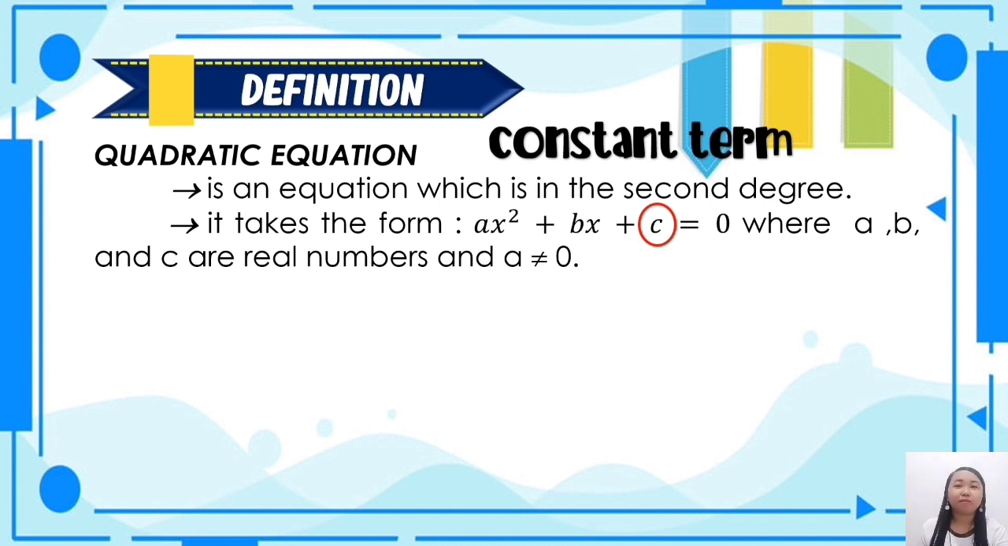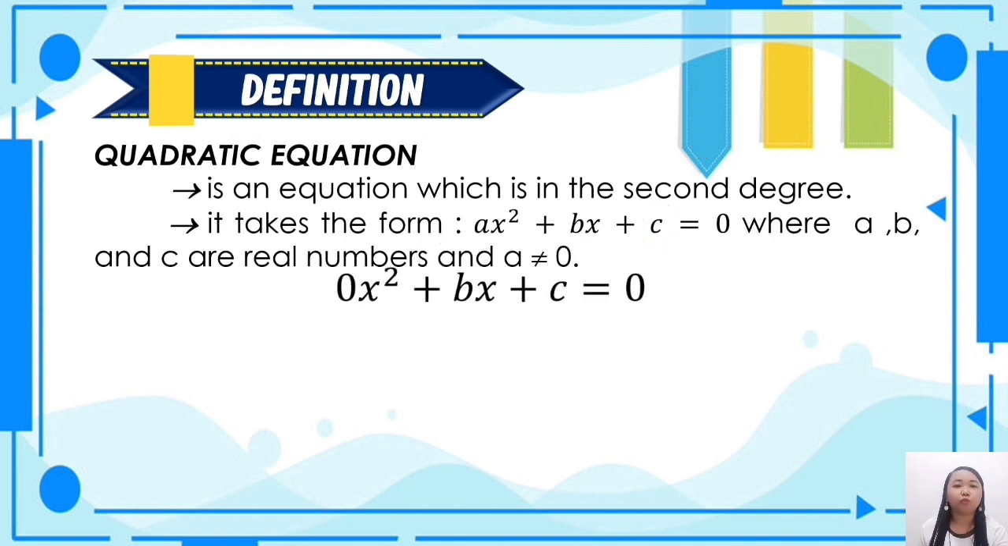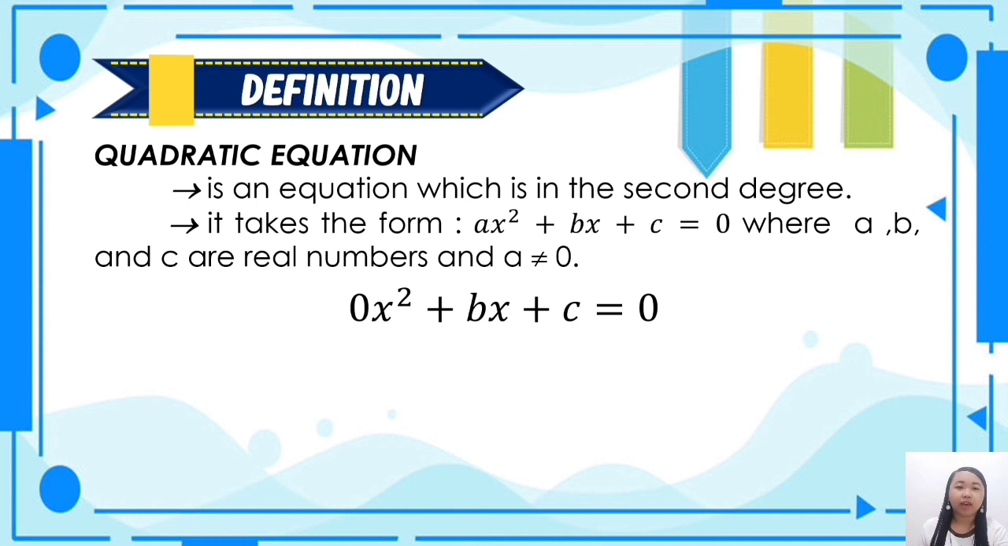Why is it that a must not be equal to 0? Once a is equal to 0, the quadratic term will be 0x squared. And 0x squared is already 0. So, the remaining terms are bx plus c equals 0. This time, our equation is not in the second degree. So, therefore, it is not a quadratic equation. It is a linear equation. So, always remember that a must not be equal to 0.